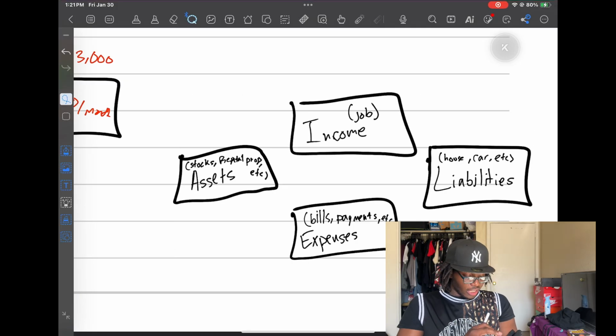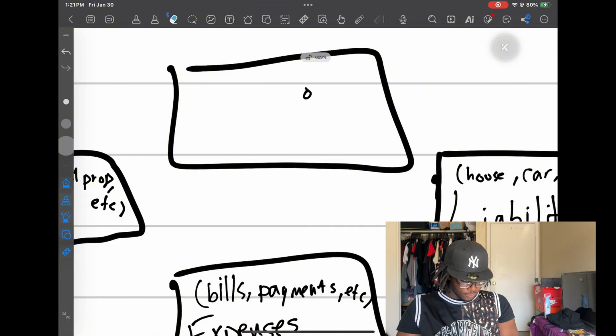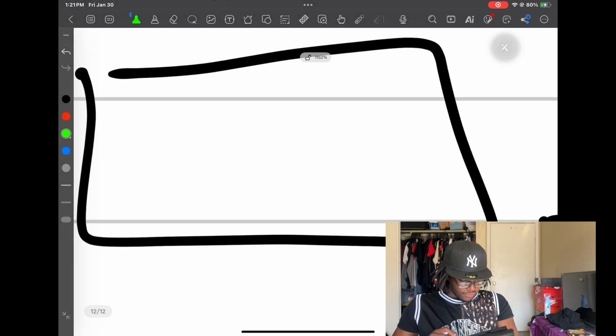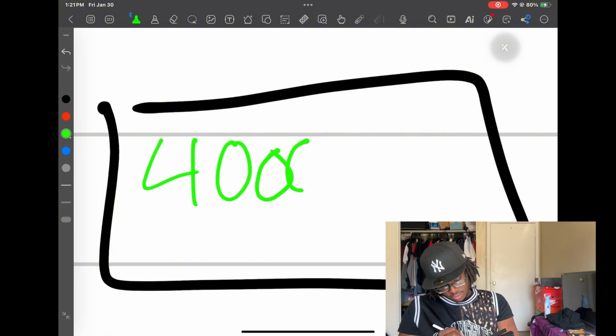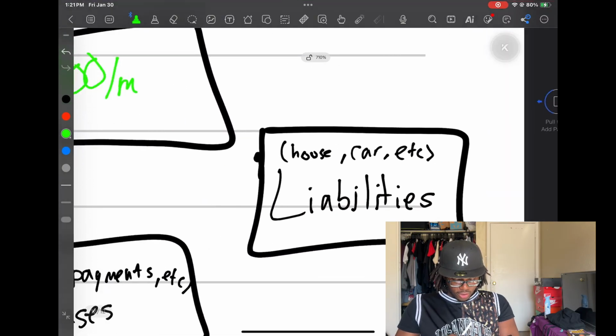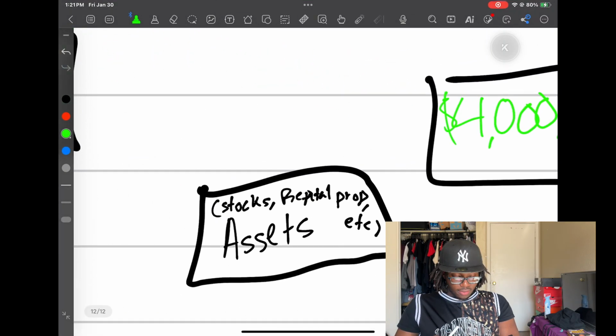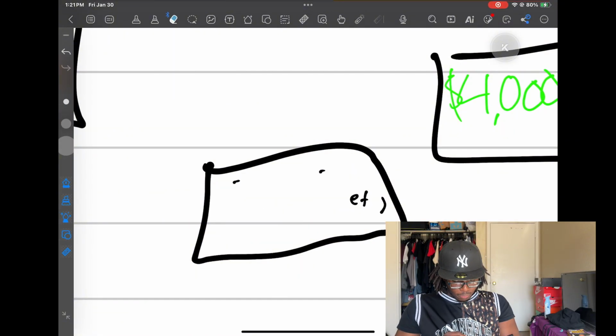This is where the fun part happens, right? So rich people, most of them got like, let's say the same thing, 4K per month. 4K per month. And now they don't go for liabilities. They don't buy liabilities. They go for assets. Rich people don't buy liabilities first. They don't pay their bills first.